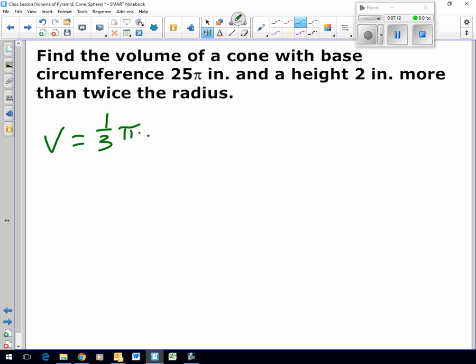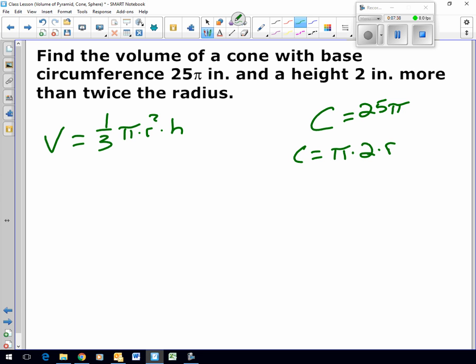Perfect. Radius squared times height, correct? Well, this tells me that the circumference is 25 pi, right? If the circumference is 25, check this out. Is the circumference formula, is the circumference equal to pi times 2 times the radius?